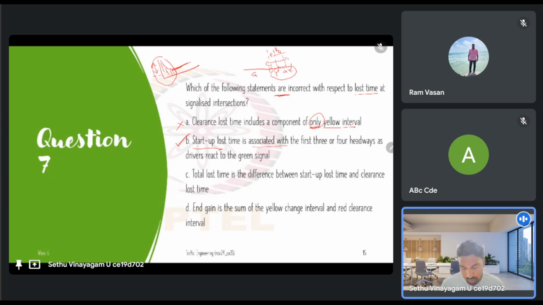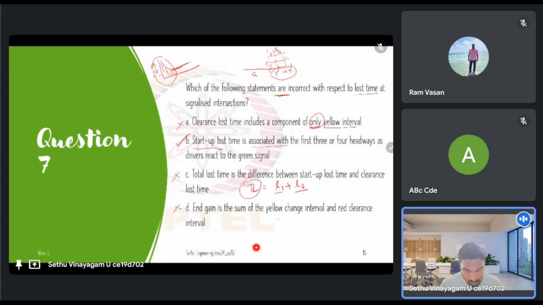So that is correct. And C, the total loss time is the difference between startup loss time and clearance loss time. This is incorrect because total loss time is nothing but the sum of the startup loss time and the clearance loss time. So it's not the difference but the sum. That's why it is the total. And D, end gain is the sum of the yellow change interval and the red clearance interval. So this is also incorrect.